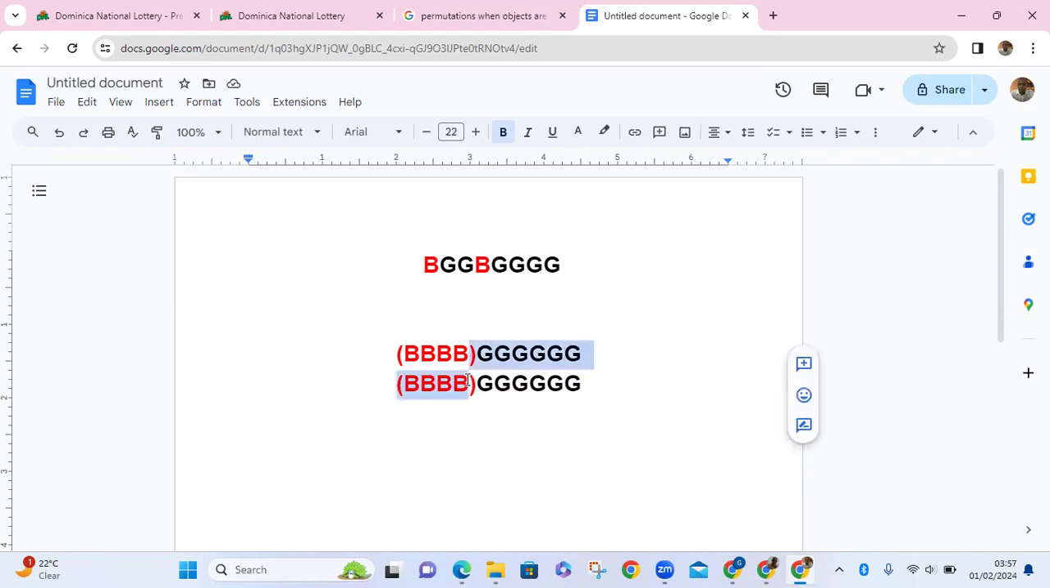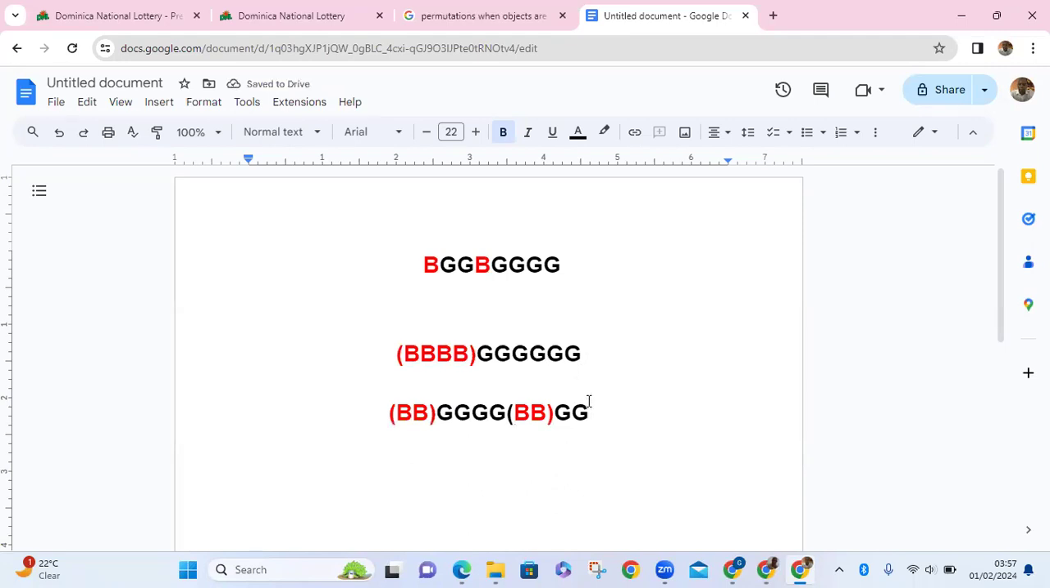For example, in a situation like this, you have that happening in the total number of permutations, and this violates the restriction of them not being next to each other. That's what you want. The B's must not be next to each other. They must not be consecutive. There must be at least one G separating the B's. That is what you want, okay?